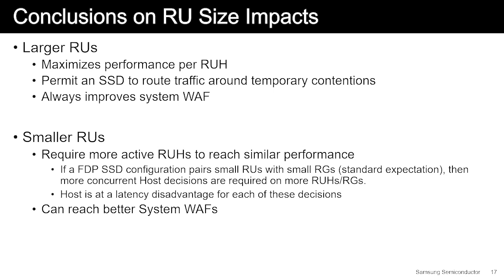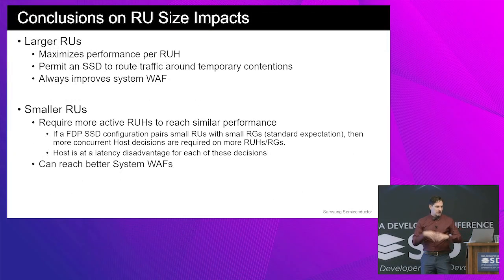Summarizing everything that I discussed, the larger RUs maximize the performance on a per RUH basis. They permit an SSD to route traffic around within the RU. Where does it get placed? What's busy right now? It's a possible optimization the drive can do. And even with a large RU, it does improve the system write amplification.